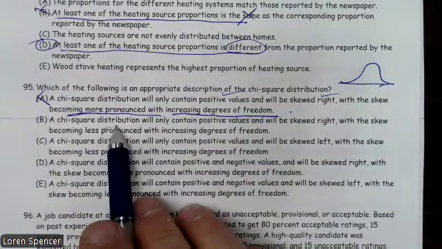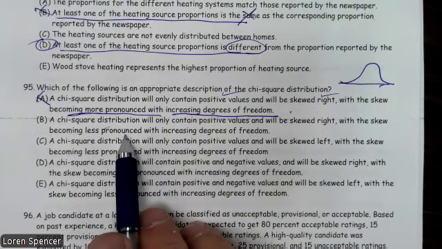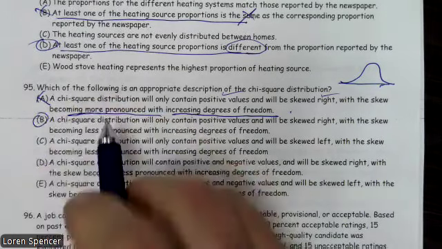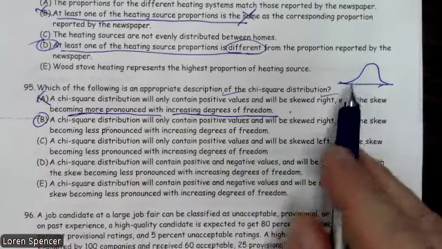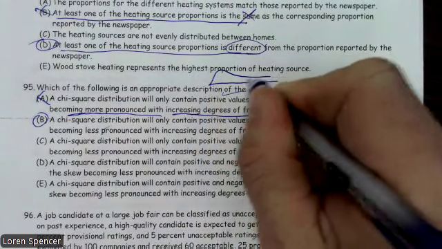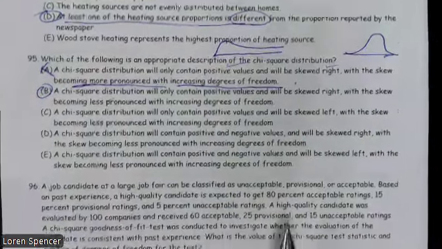A chi-square distribution will only contain positive values and will be skewed to the right, with the skew becoming less pronounced with increasing degrees of freedom. That is true. We are going to become less pronounced with increasing degrees of freedom because we start becoming normal. Remember, we start off like this. We start off at 0 and we're skewed this way, but we become normal as we increase our degrees of freedom.